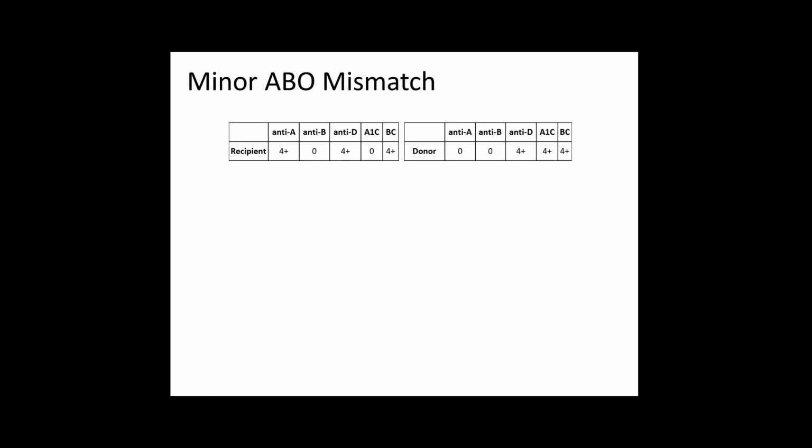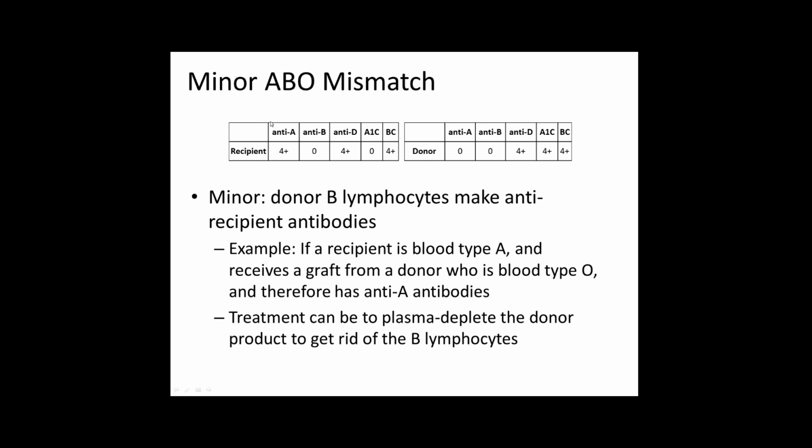So this next example is a minor ABO mismatched transplant. Here, the recipient is ABO blood group A. She expresses the A antigen on her surface and the anti-B antibody in her back type. She's going to be receiving a transplant from a donor who is ABO blood group O. Therefore, that donor does not express the A or B antigen on her red cell surface and expresses the anti-A and anti-B antibodies in her back type. So here you would see that this anti-A antibody could bind to the A antigen on the recipient's red cells.